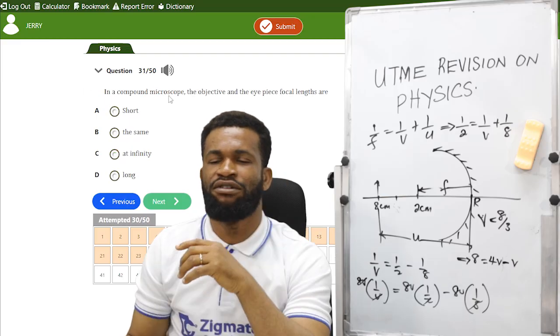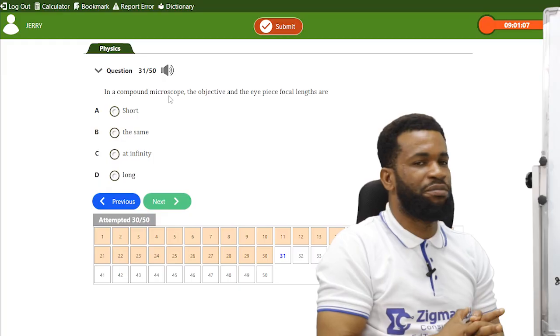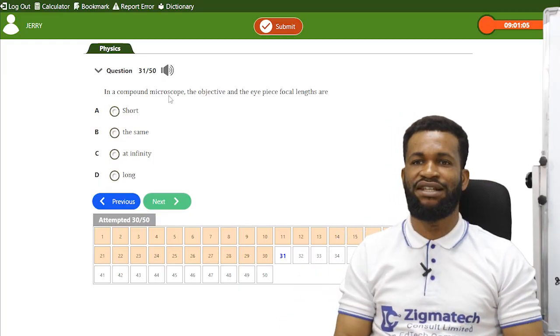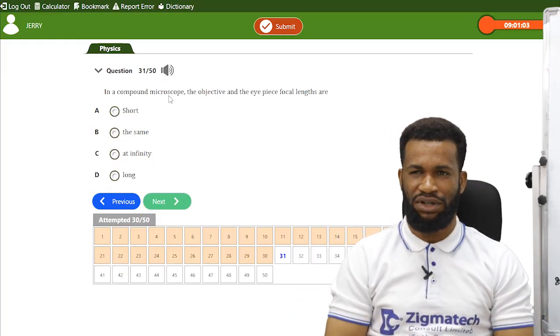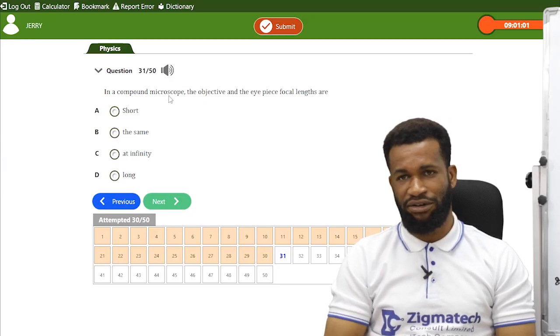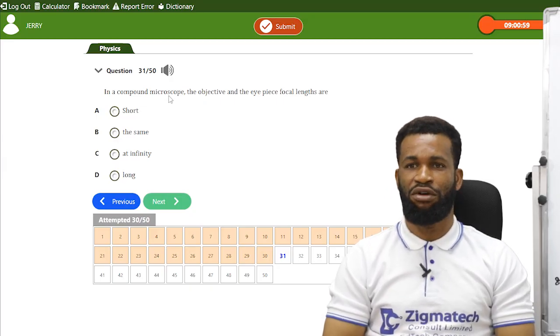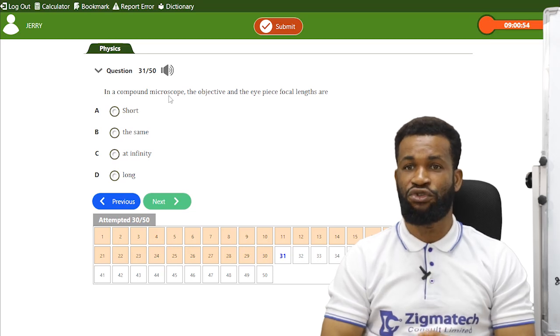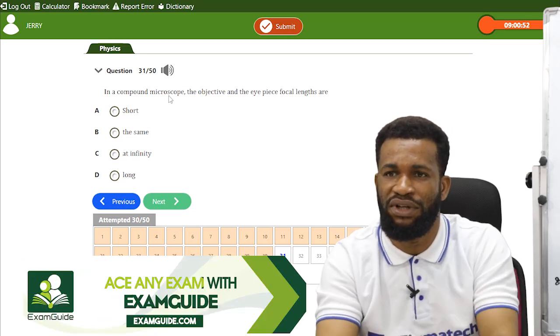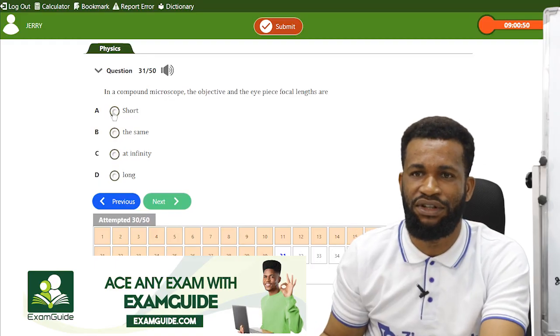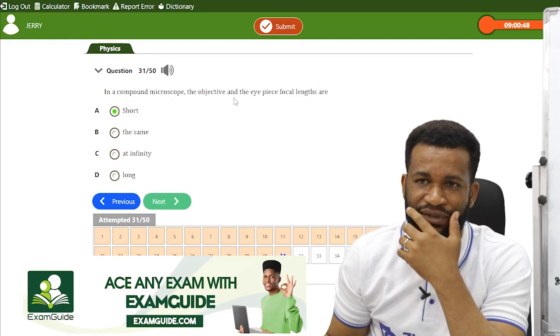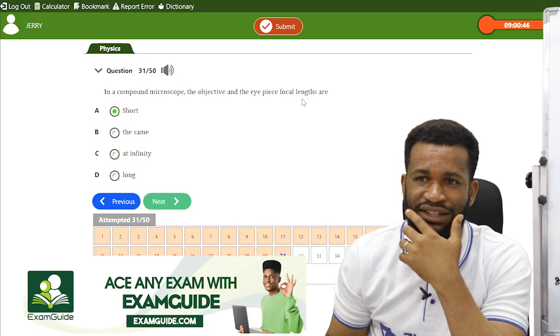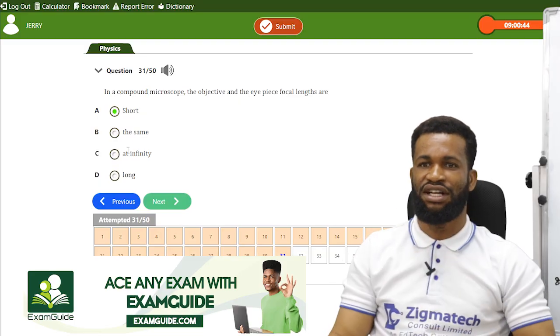In a compound microscope, we are talking about a way of enlarging the image formed when you are using a microscope. It comprises 2 lenses of short focal length. So I'm going to go with short. In a compound microscope, the objective and the eyepiece lens are short. Yes, they are all short.